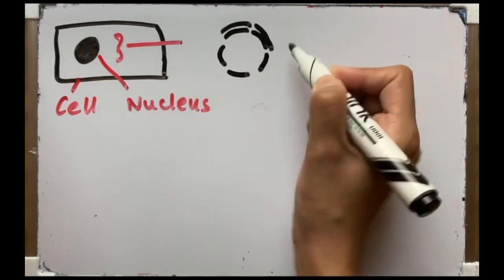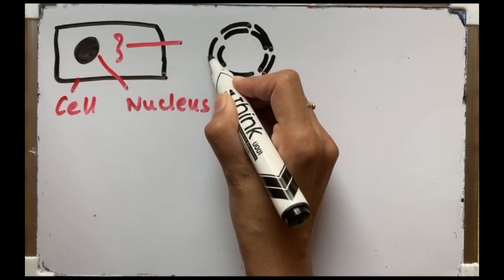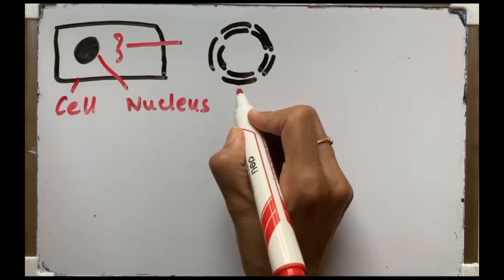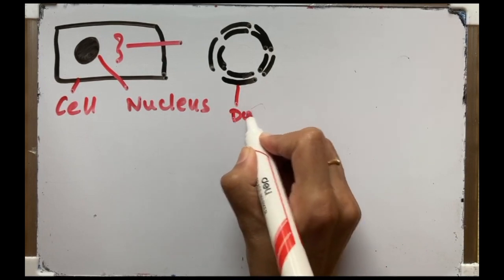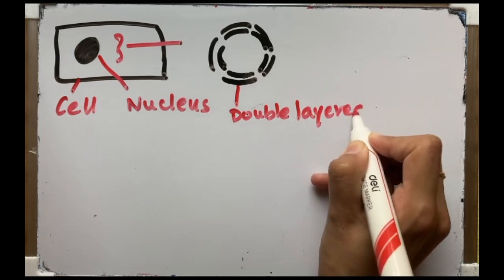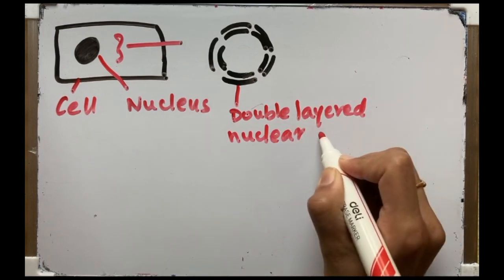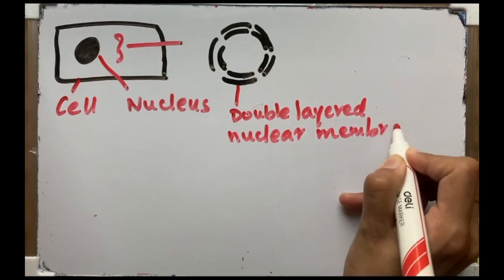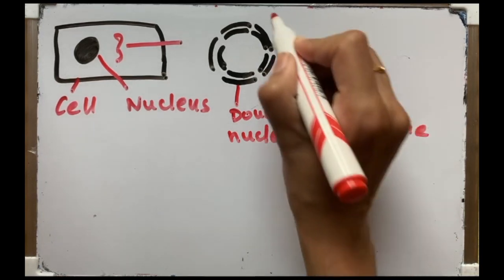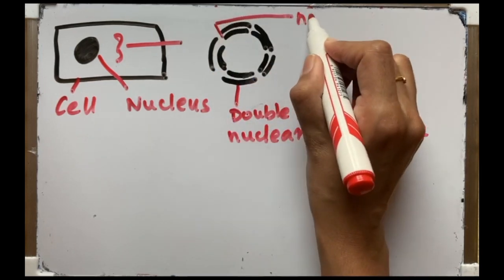A double layered envelope or membrane that has really small pores in between. That's the double layered membrane, which is called as nuclear membrane. Since that membrane belongs to the nucleus, we call it nuclear membrane. And remember that it is a double layer. Which has many nuclear pores or small holes.